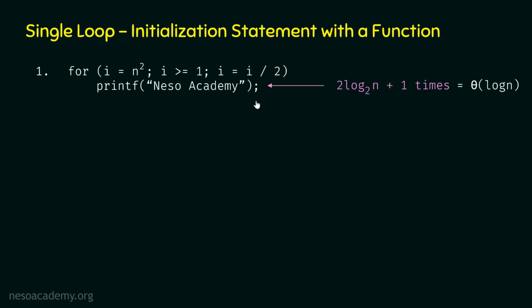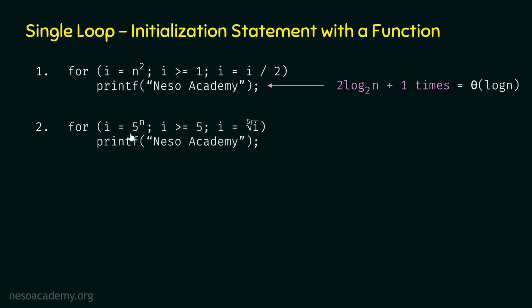Now let's take one more example. This time also we will take the initialization statement with a function. This time the function in the initialization statement is 5 power n. Now we have an exponential function. This is the initialization statement. The conditional statement is I greater than or equal to 5. The update statement is I equal to fifth root of I. We do not have square root, cube root, we have fifth root of I.